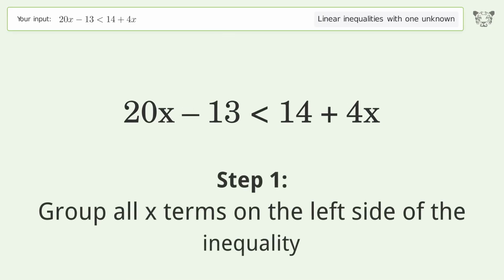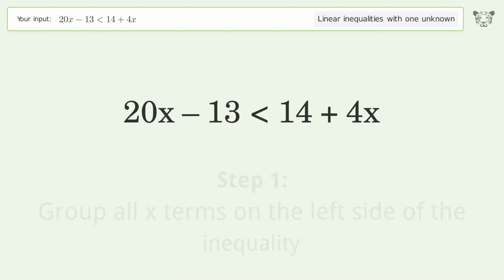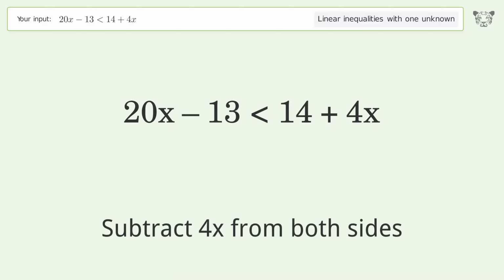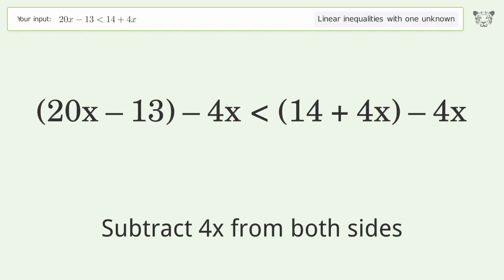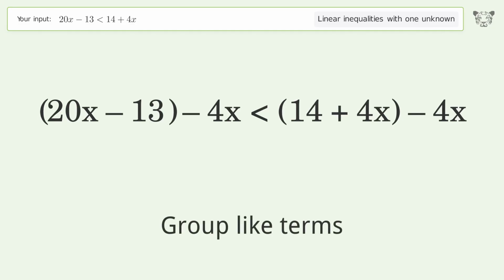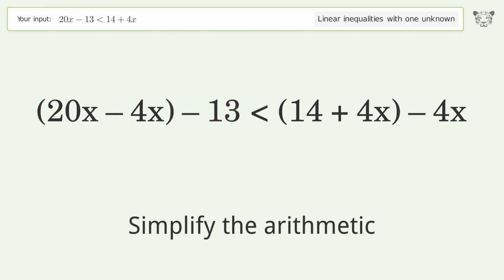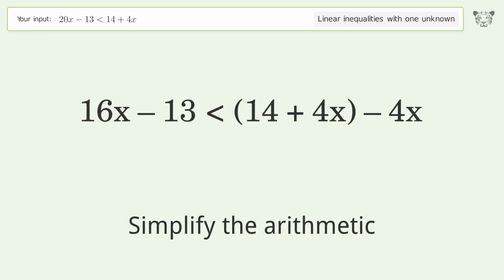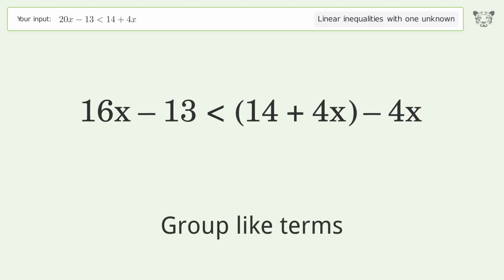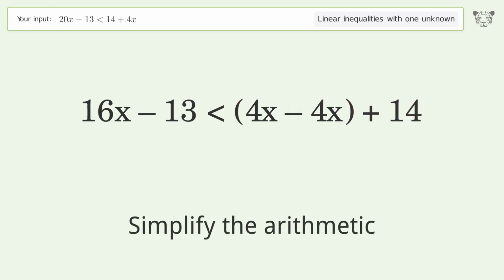Group all x terms on the left side of the inequality. Subtract 4x from both sides. Group like terms. Simplify the arithmetic. Group like terms. Simplify the arithmetic.